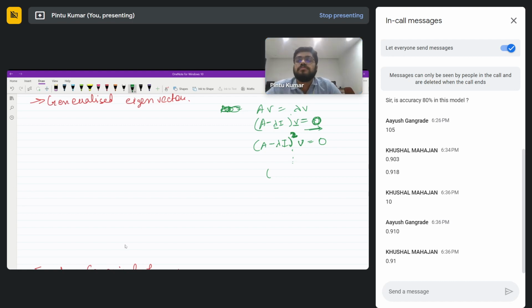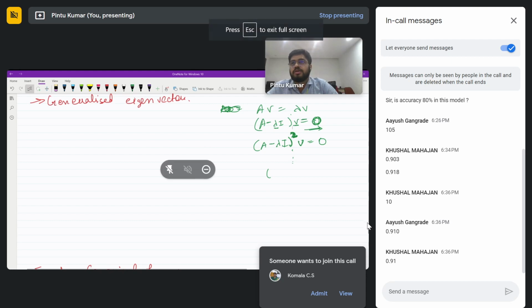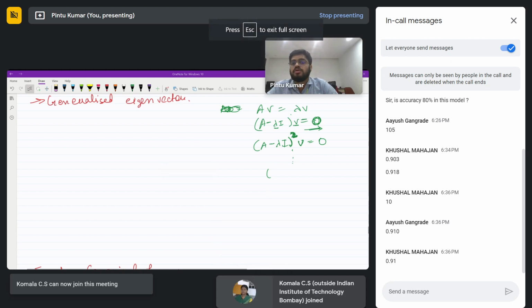Can you please explain what you mean by insufficient eigenvectors corresponding to lambda? What do I mean by insufficient linearly independent eigenvectors corresponding to a particular lambda? Okay, I'll explain that. Okay, so I'll take a very simple example.